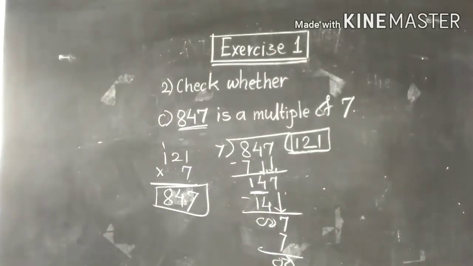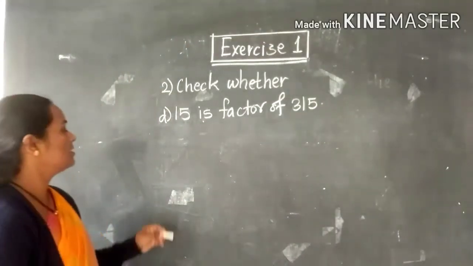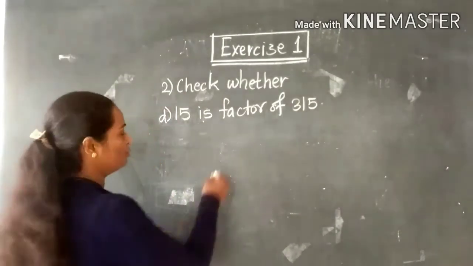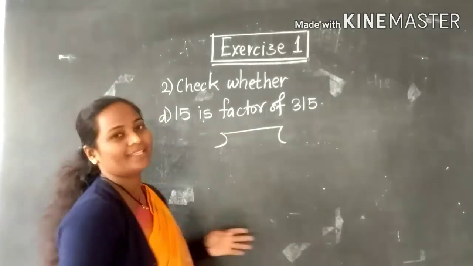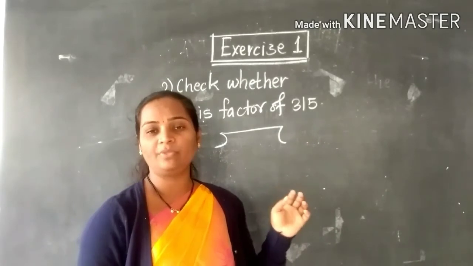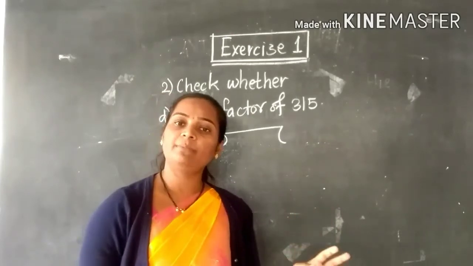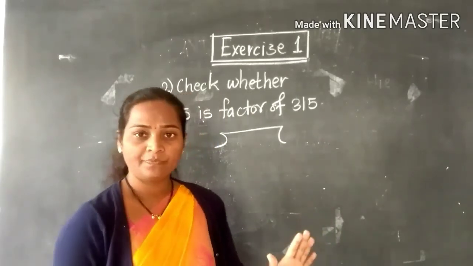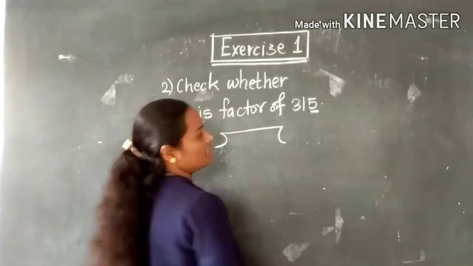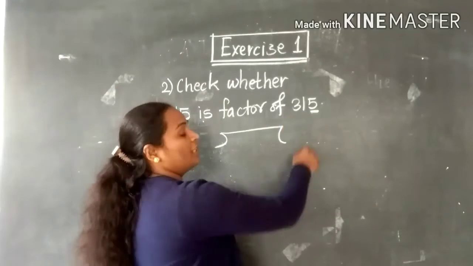See the next question. Here is the next question: 15 is a factor of 315. Just check, you should do the division. Or you can simply apply the rule of divisibility. For 15, what is the rule? If that number is divisible by both 3 and 5, then this number is divisible by 15. Let's check the rules first, and after that I will show the divisibility. Here is the 5, so this number is easily divisible by 5. Then next, for the 3, what do we have to do?